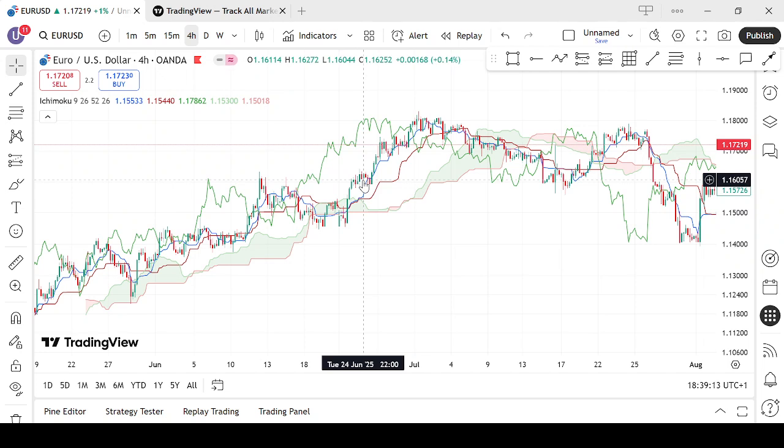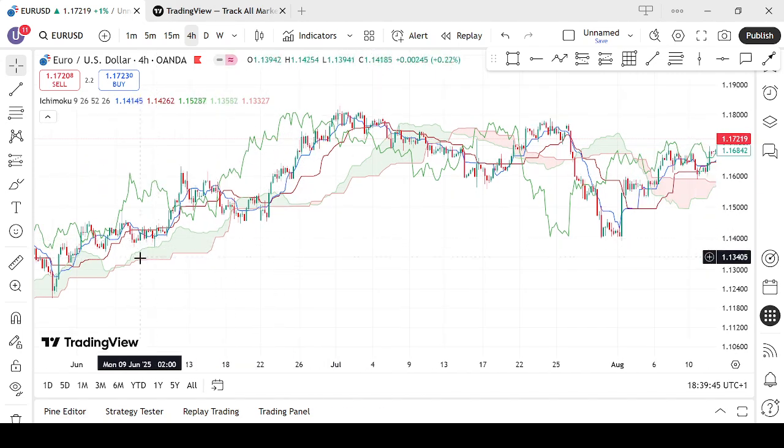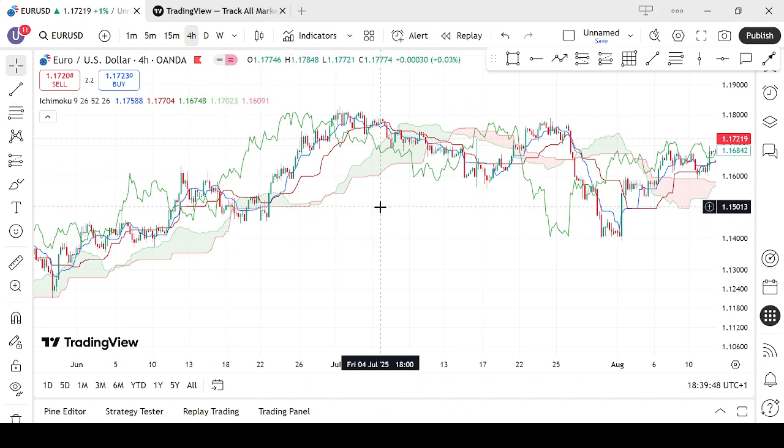Now the Kumo or cloud formed by the Senkou span A and B projects future price movement. This cloud changes colour to indicate the overall trend direction, with orange typically signifying bullish momentum, and purple indicating bearish pressure. The cloud thickness also provides information about trend strength. As you can see, this is the cloud.